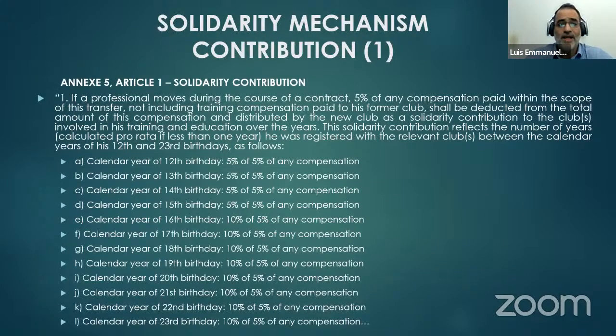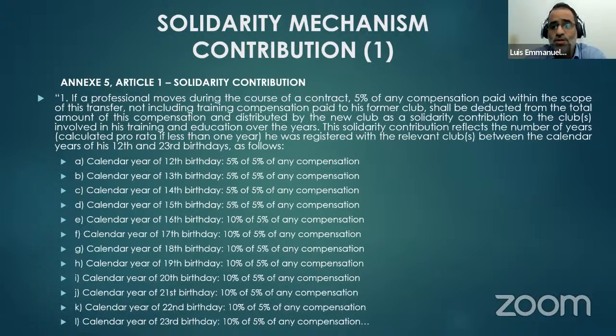So now we're going to go into more detail, in Annex 5, Article 1, pursuant also to solidarity contribution. It states the following. 1, if a professional moves during the course of a contract, 5% of any compensation paid within the scope of this transfer, not including training compensation paid to his former club, shall be deducted from the total amount of this compensation and distributed by the new club as a solidarity contribution to the clubs involved in his training and education over the years.